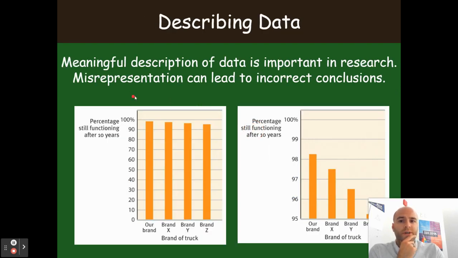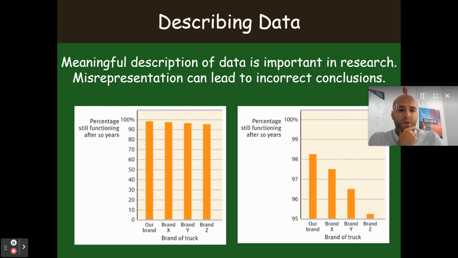When we're describing our data, meaningful description of data is important because misrepresentations can lead to incorrect conclusions, right? So we have to be careful, just like in history class when you're analyzing sources of information. You also need to be careful when you're analyzing sources of data and representations of data, because they can be used for people's certain biases or their certain perspectives.